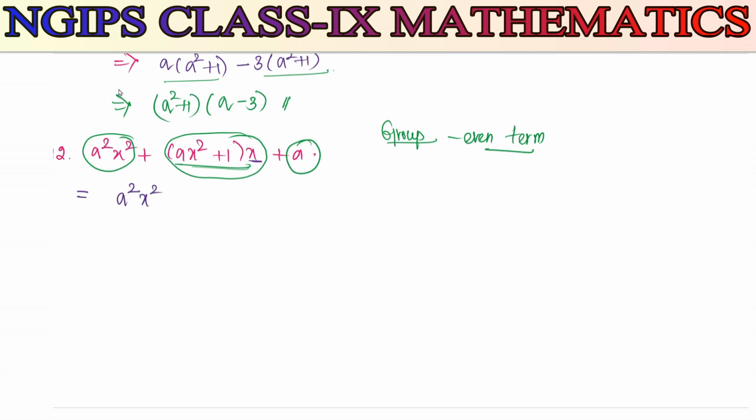So a square x square plus, when you multiply this x inside these terms, we are going to get a x cube plus x plus a. Now we have 4 terms. Now you can group the terms. This is the first group and this is going to be the second group. I have grouped it. Next we need to take the common factors from each group.